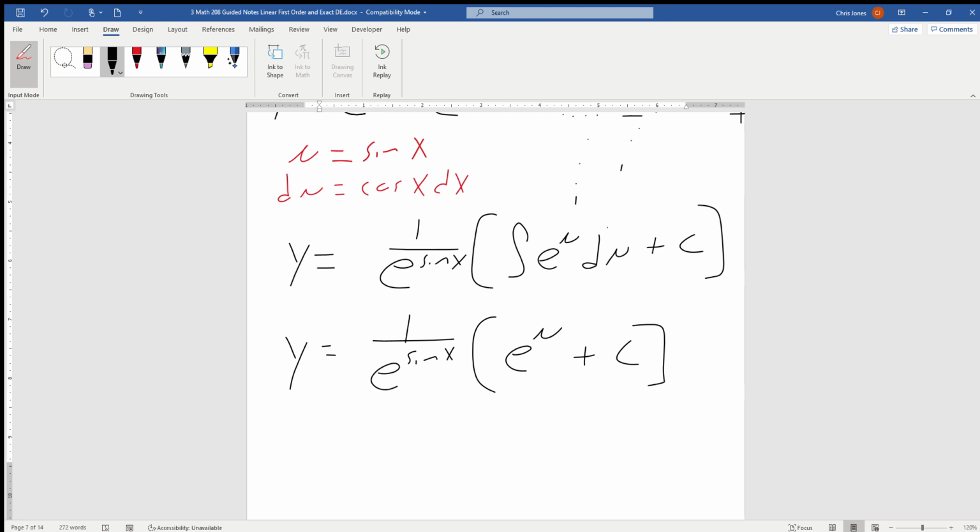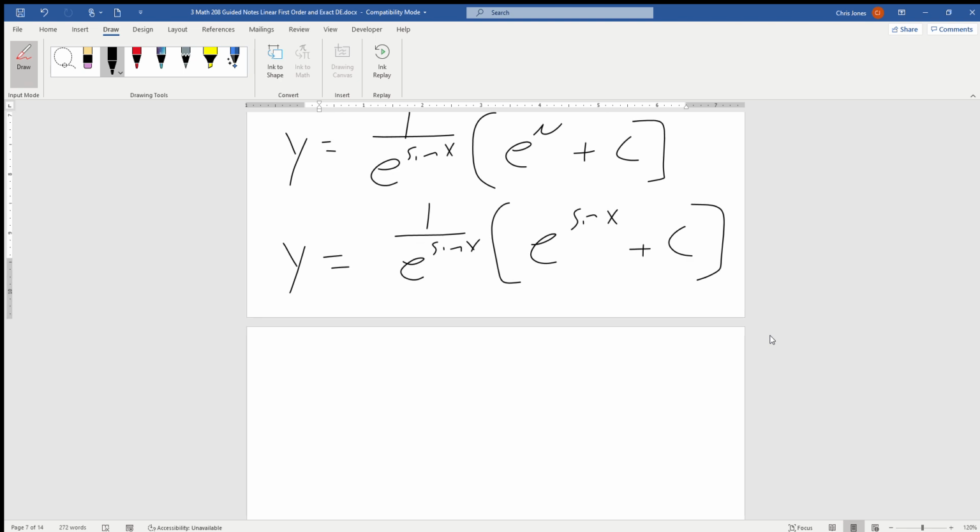We're going to back substitute, remembering that u is sine of x, so y equals 1 over e to the sine x times e to the sine x plus c. And now we can see that this very, very nicely works out. If we were to distribute 1 over e to the sine x, it would cancel the first term out, and we would just end up with 1 plus c over e to the sine x.